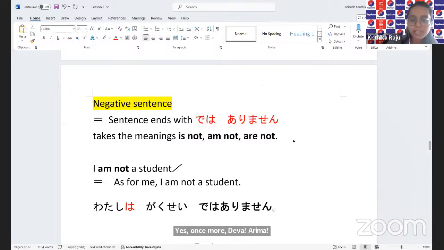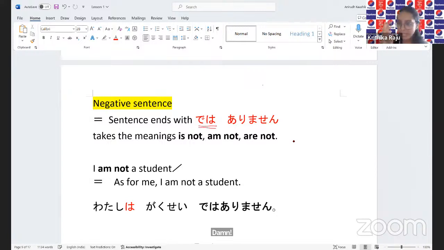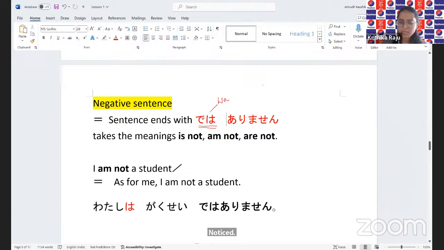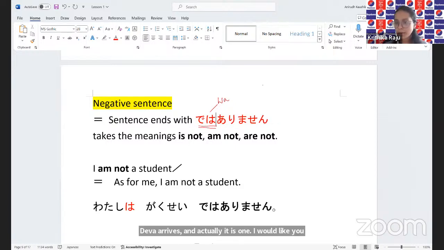So here, this is actually two particles coming together. De is a particle. If you noticed, I pronounced it as wa. Actually, I would like you to think of it as one word. But since that is a particle, I split it. Well, I'm going to put it back together. Ja arimasen. So in place of desu, if the sentence ends with ja arimasen, it's a negative sentence.